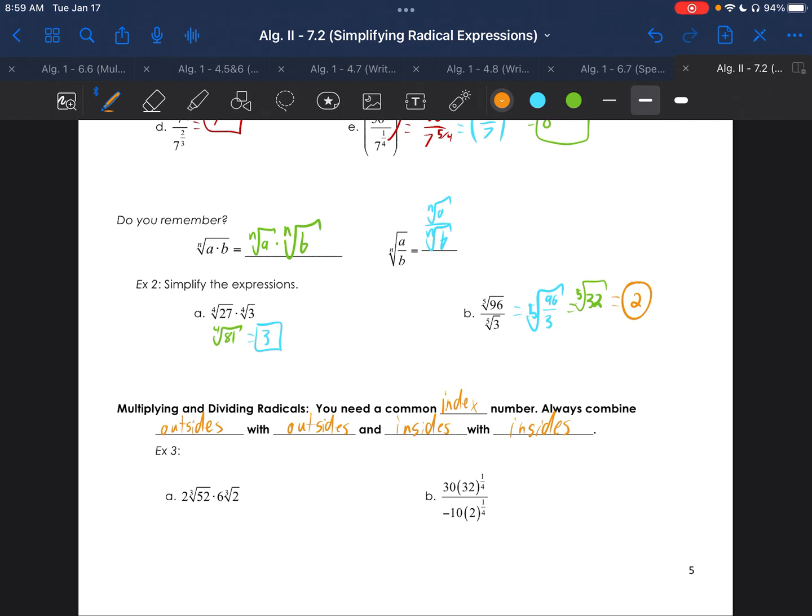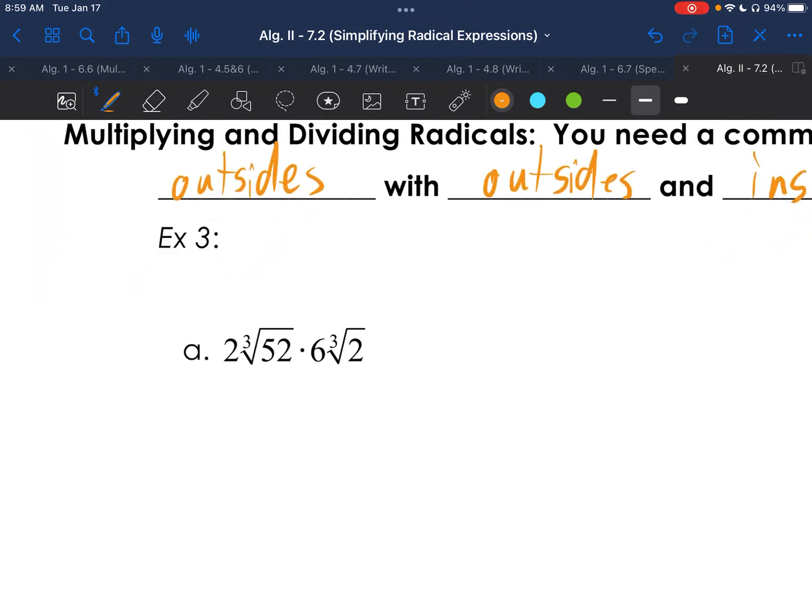So now on example 3, I suggest maybe you try this on your own. So example 3a, same index of 3, so you multiply the outsides together, you get 2 times 6 is 12. The insides together, you get the 3rd root of 104.